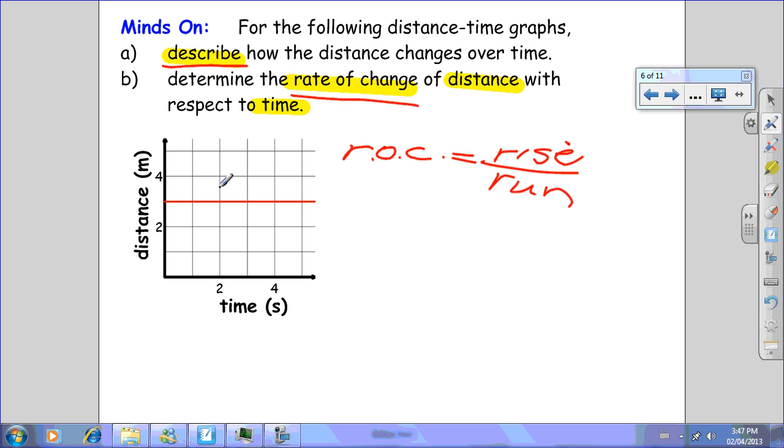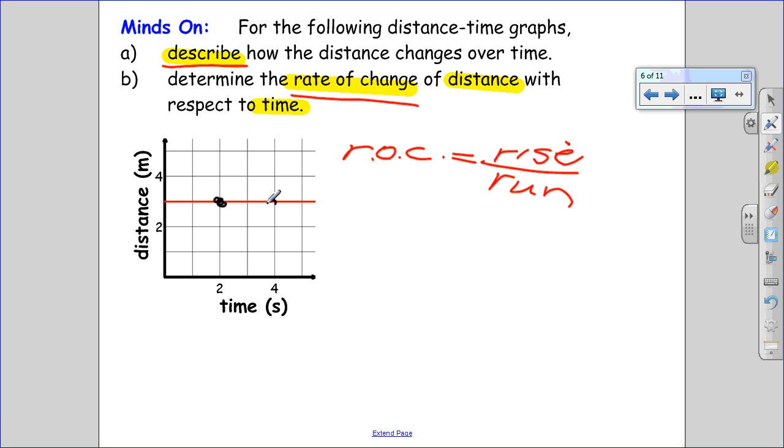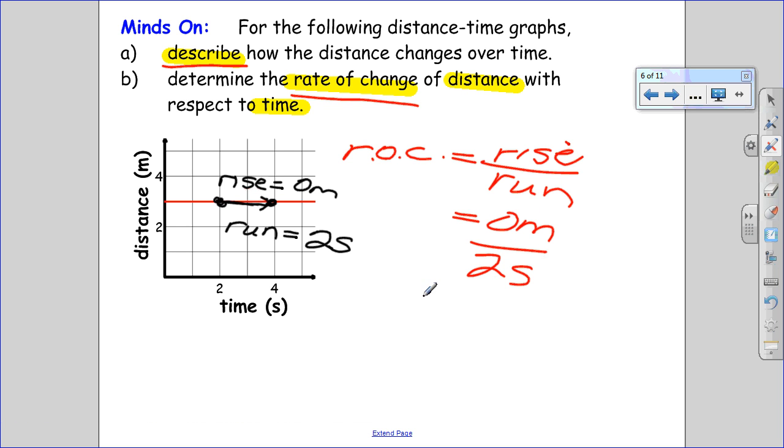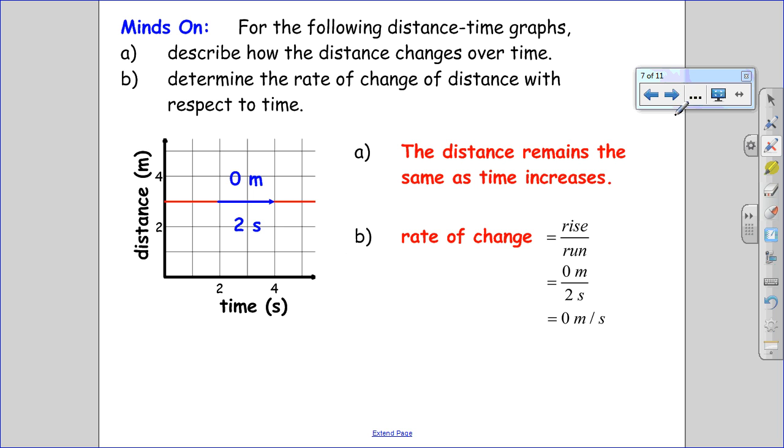If I pick 2 nice points on this graph, going from the point on the left to the point on the right, my rise was 0 meters. My run was 2 seconds. So rise is 0 meters divided by 2 seconds. If I have nothing and I share it with 2, I'm giving each of them nothing. So my rate of change is 0 meters per second. Again, it's written neatly right here for you, so you can copy from this slide.